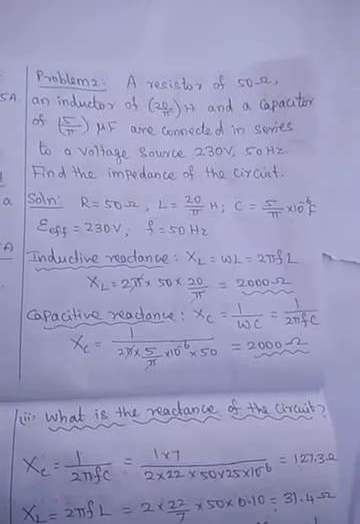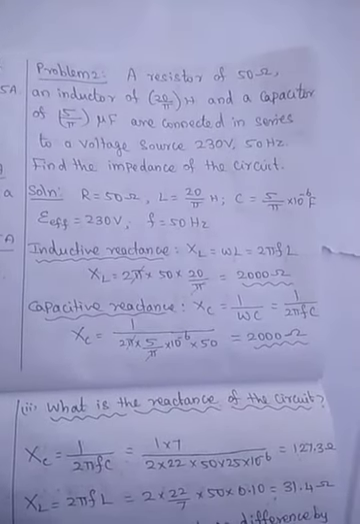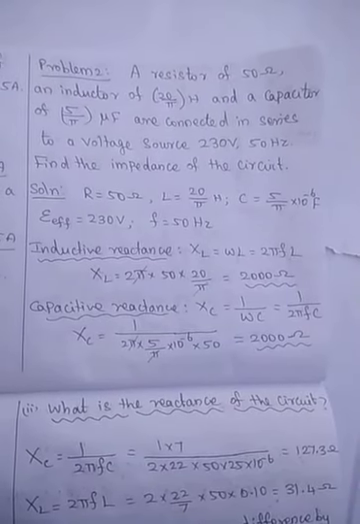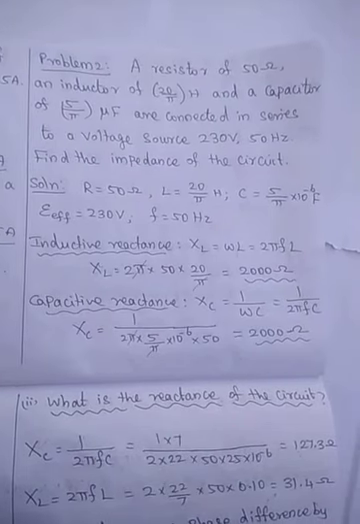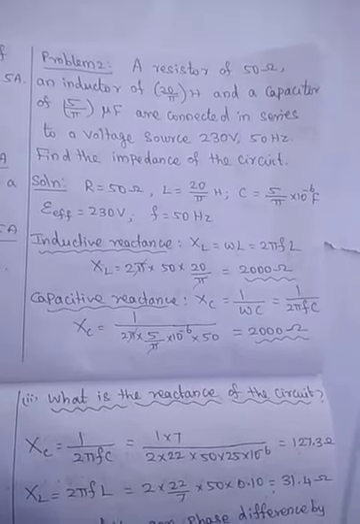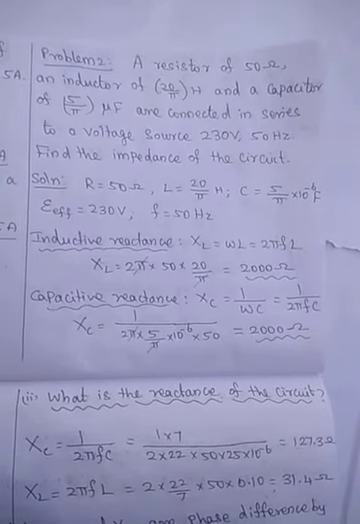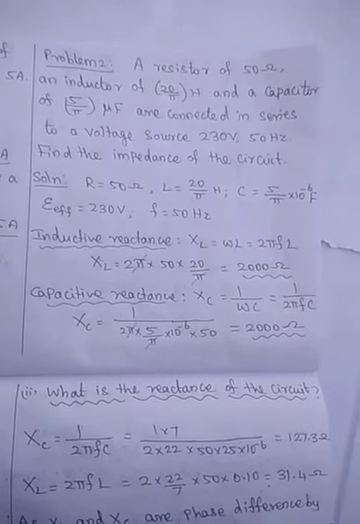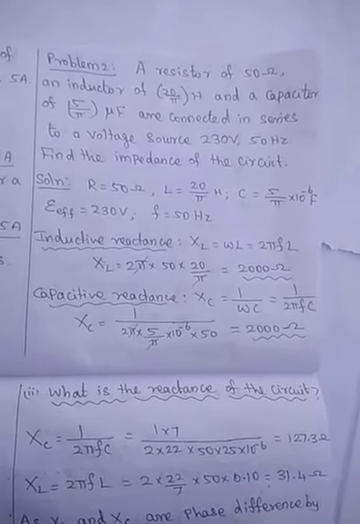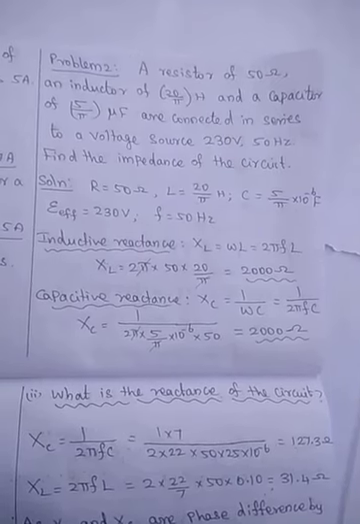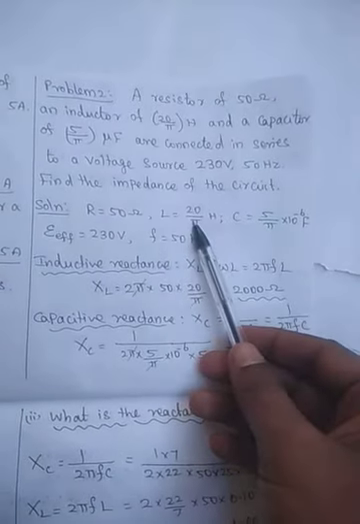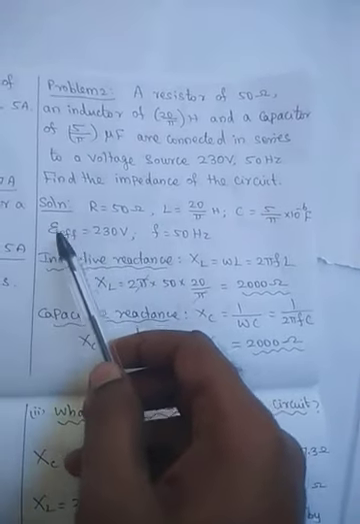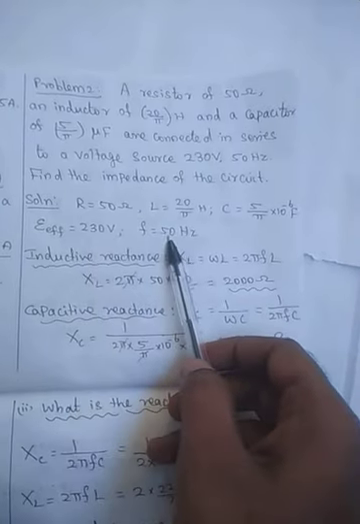Problem 2. A resistor of 50 ohm, an inductor of 20 by pi Henry and a capacitor of 5 by pi microfarad are connected in series. So it is an LCR circuit in series connection to a voltage of 230 volt and the frequency is 50 Hz. Find the impedance of the circuit. Very simple. Given that the resistor value is 50 ohm, along with the inductor value and the capacitor value, the effective applied voltage is 230 volt and the frequency is 50 Hz.